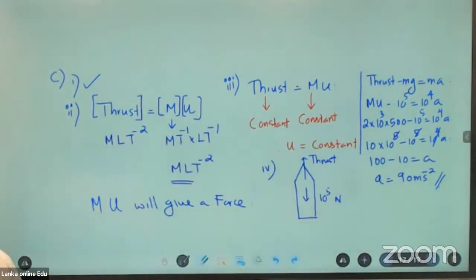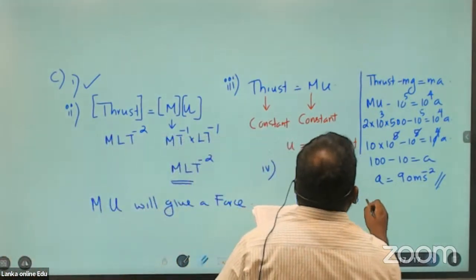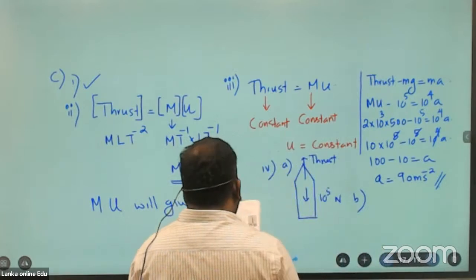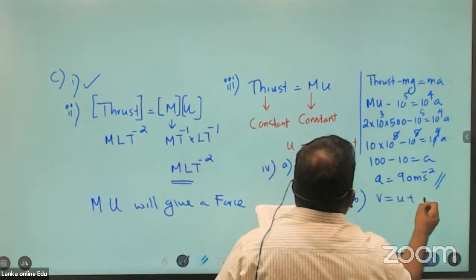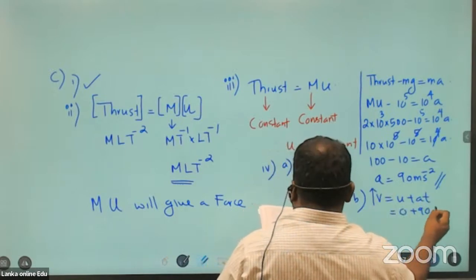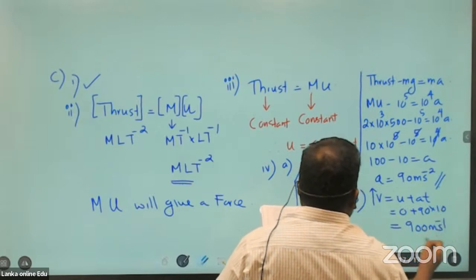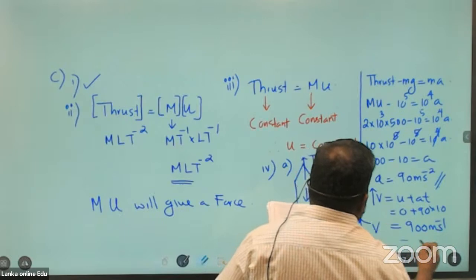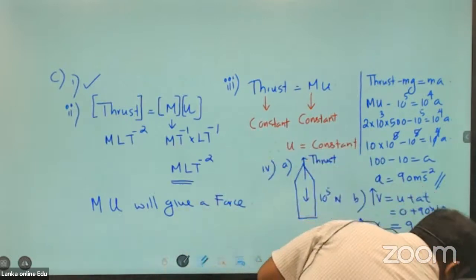Assuming the acceleration is constant, they're asking velocity of the rocket, v equals u plus at, starting from rest, 90 times 10 seconds later, 900 meters per second. Velocity of the rocket 900 meters per second. Okay.